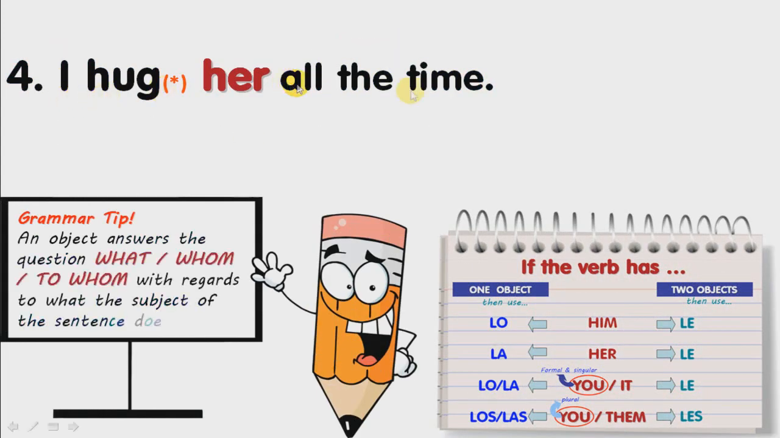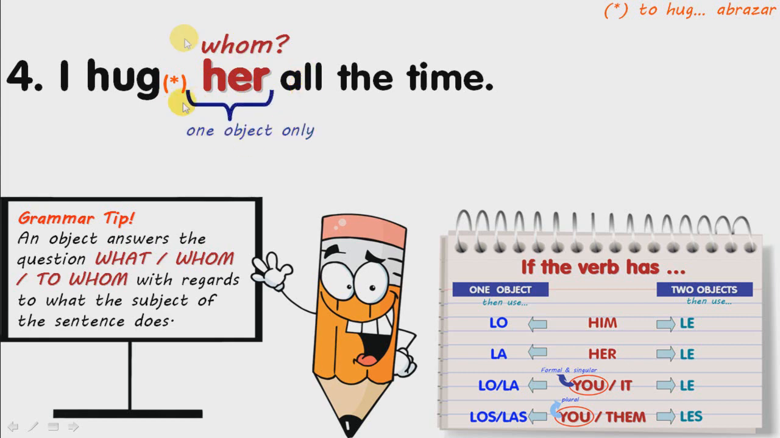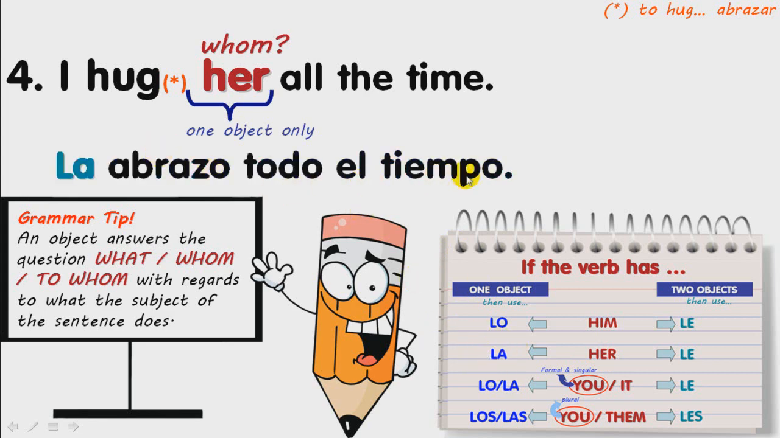I hug her all the time. To hug is abrazar. How many objects do we have? Well, I can answer the question whom do I hug? Her. We have only one object, so the translation for her when we have one object is la. La abrazo todo el tiempo.